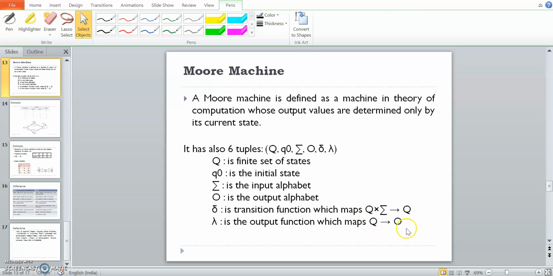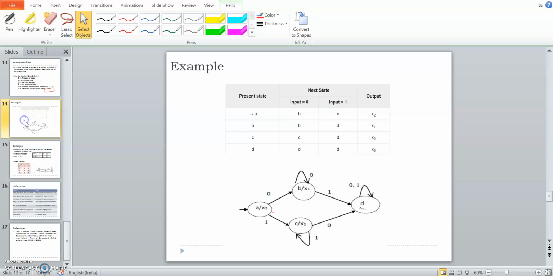What is the output? The output is related only with the state, not with the input that you are reading. This is an important point to note down. Output is associated with the state, not with the input, whereas for the transition function, what is the new state? For that you should know the current state and the current input that you read. So let's see how a Moore machine looks.